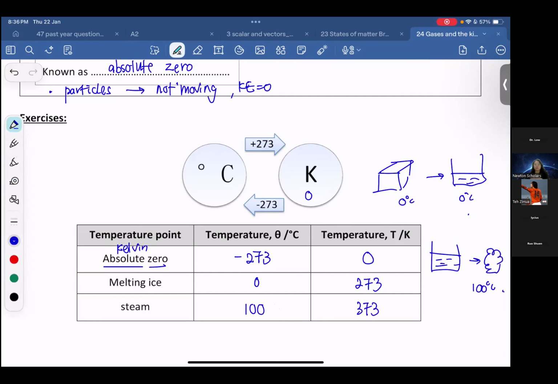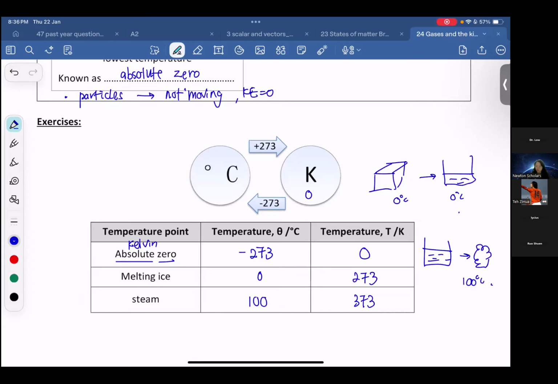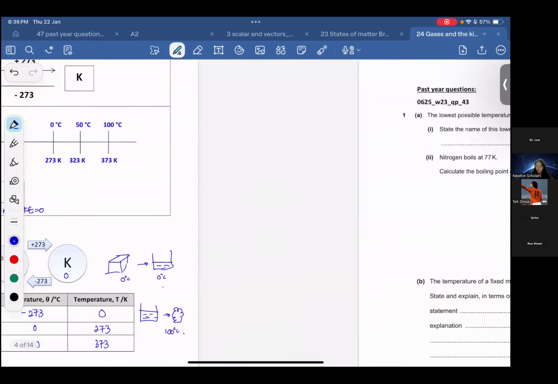Degrees Celsius change to Kelvin, plus 273. Okay, from Kelvin go back, minus. Okay, so Angeline, we go to your next page.